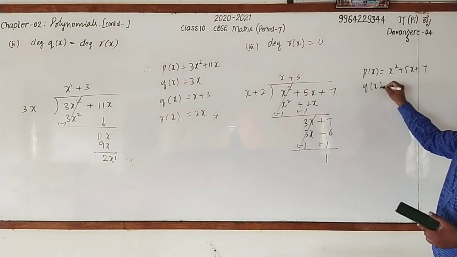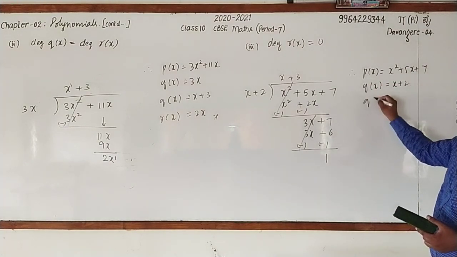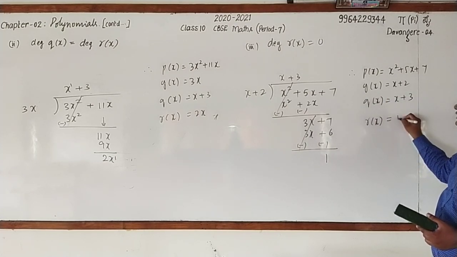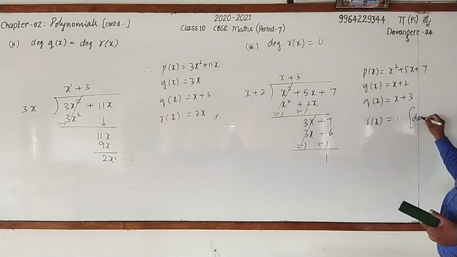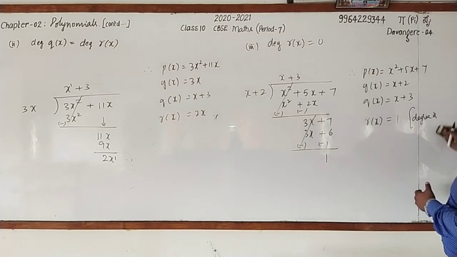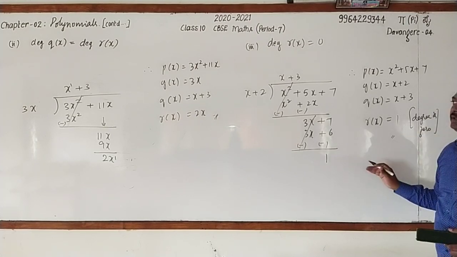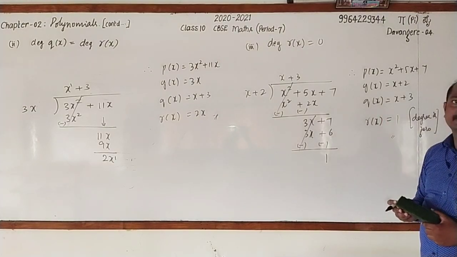So therefore, we can write P of x is equal to x square plus 5x plus 7. G of x is x plus 2. Q of x is x plus 3. And R of x is 1, whose degree is 0. Degree is 0. Clear? Yeah, please go for copying this.